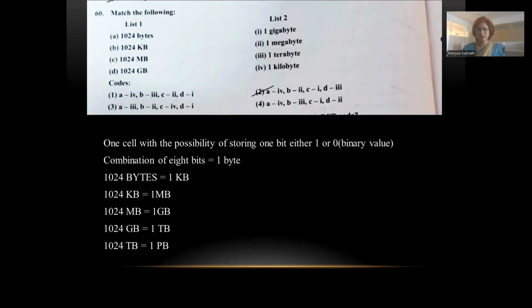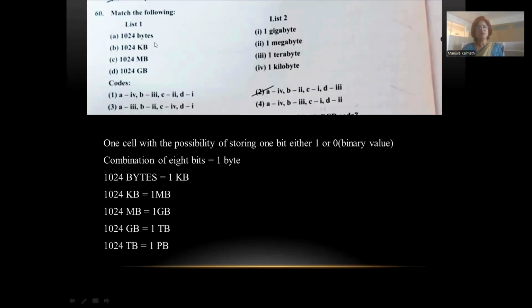Memory is always calculated to the base of 2, with exponents 0, 1, 2, 3 and so on. One cell means 1 bit. A combination of 8 bits equals 1 byte. 1024 bytes equals 1 kilobyte, 1024 kilobytes equals 1 megabyte, and 1024 megabytes equals 1 gigabyte. 1024 gigabytes equals 1 terabyte, and 1024 terabytes equals 1 petabyte, and so on. Like this, memory is calculated.